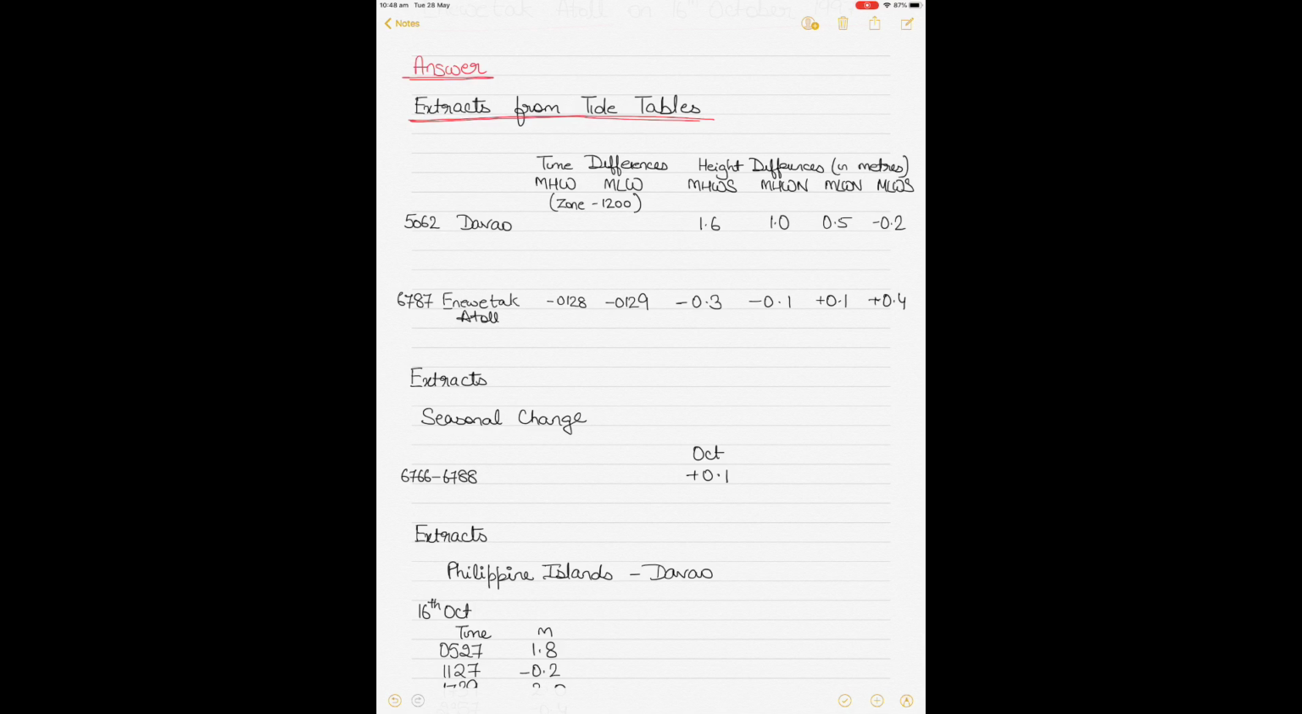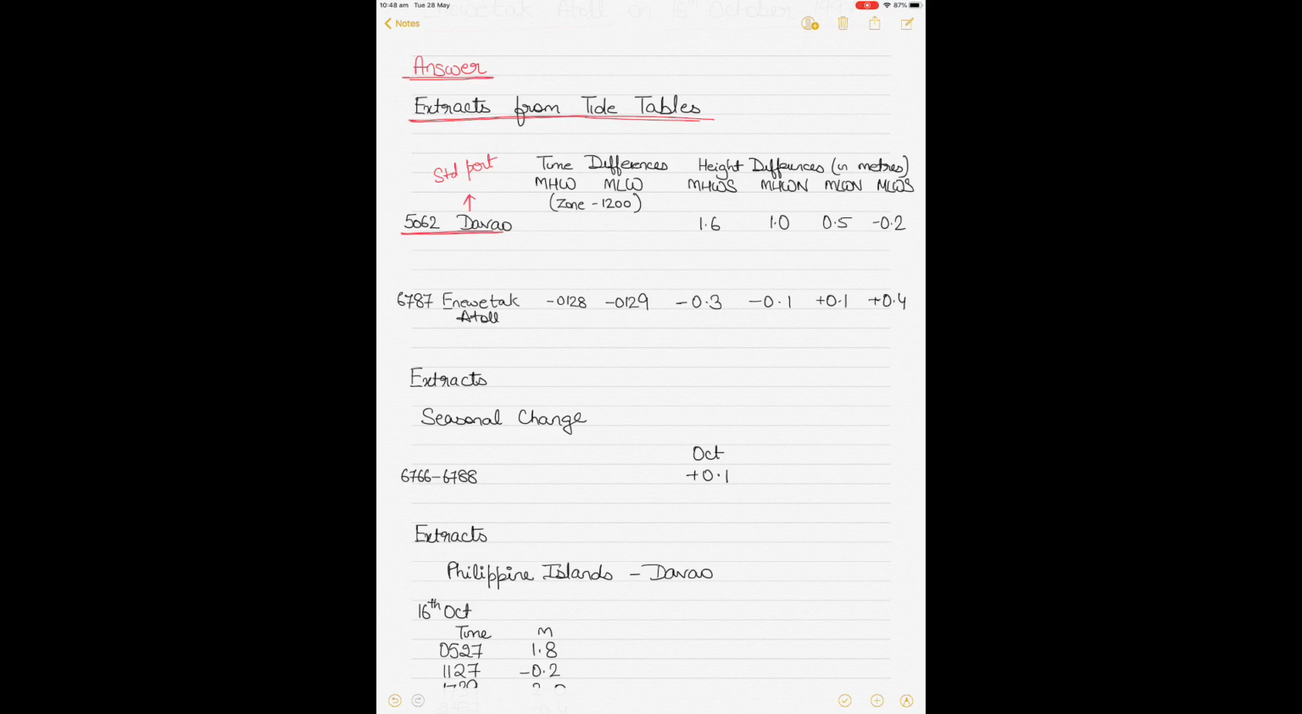So this is the first extract, which shows you the standard port of Davao. So this is the standard port, which is like the bigger port for which the values will be given in Admiralty tide tables. The tide tables cannot include all the ports in the world, otherwise it will become a very big book, or it will become very difficult for mariners to use. So that's why they have referred to a standard port for many of these secondary ports.